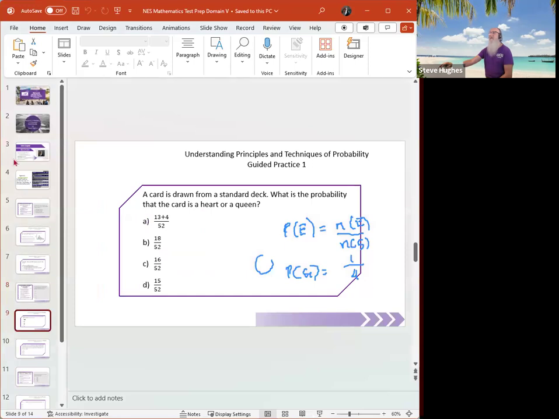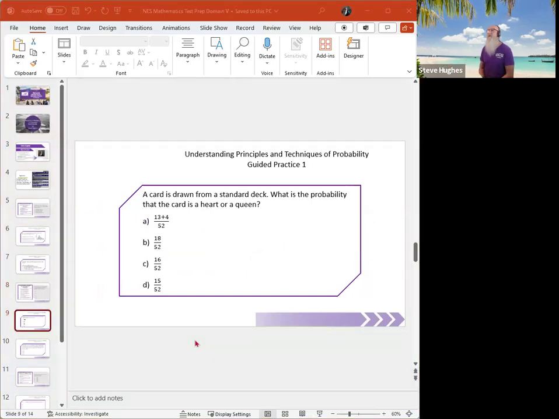All right, let's clear that out. Okay, a card is drawn from a standard deck. What is the probability that the card is a heart or a queen? All right, let's write down the formula for ourselves.